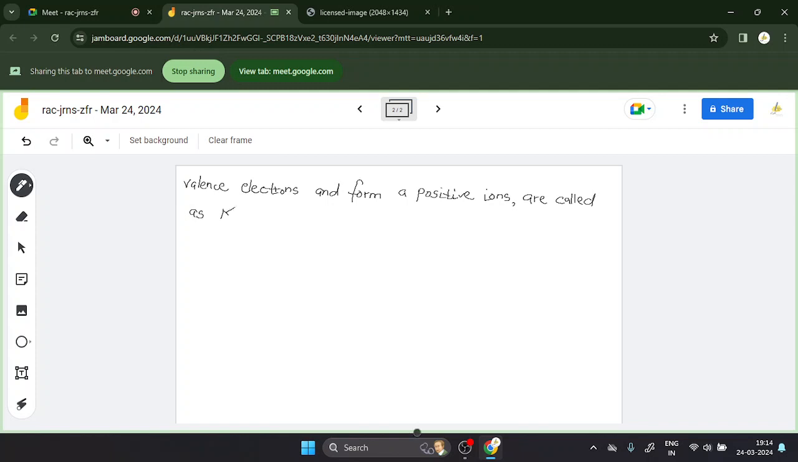Now we will look at what happens when we go down the group or along the period. Examples are in front of you. I gave you one example, Na. When Na loses an electron, it becomes Na minus electron, that is Na plus. The stable electronic configuration of sodium is this, so when it loses 1 electron, it becomes 2, 8. Similar is magnesium. Magnesium loses 2 electrons to form Mg2 plus.